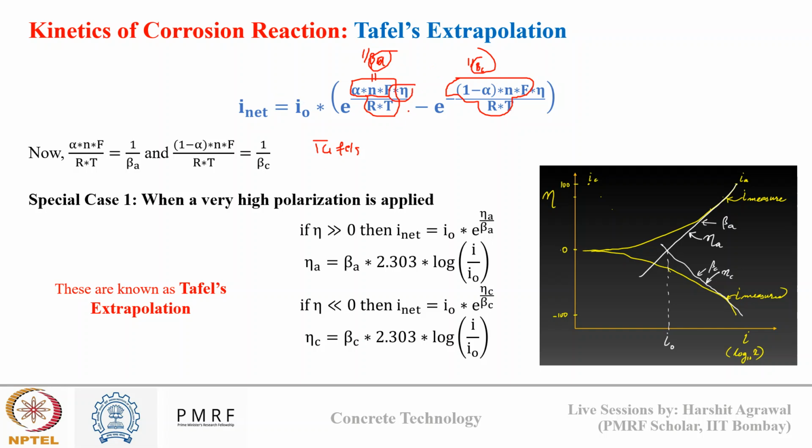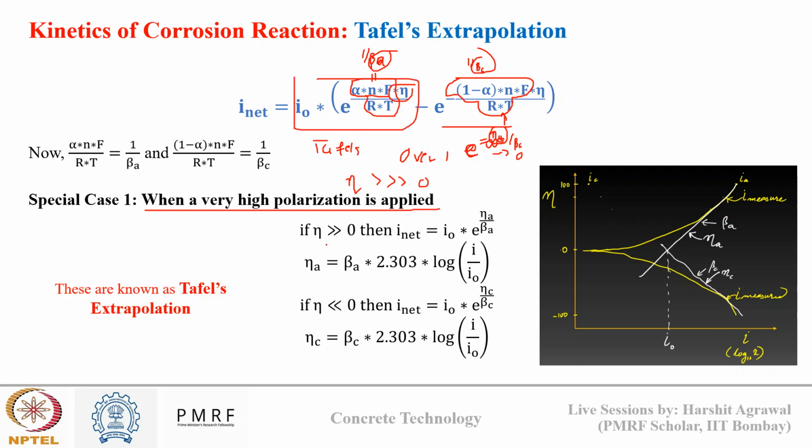Now there can be two types of overpotential that we are applying. Suppose we have applied a very high polarization. Overpotential or polarization, they are representing the same thing, eta. So suppose eta is very, very greater than 0. What will happen? This second term that you see is nothing but 1 upon e to the power minus eta upon beta c. So if my eta is very high, it will be e to the power minus infinity, which will lead to 0. So net current will be just due to this first term.